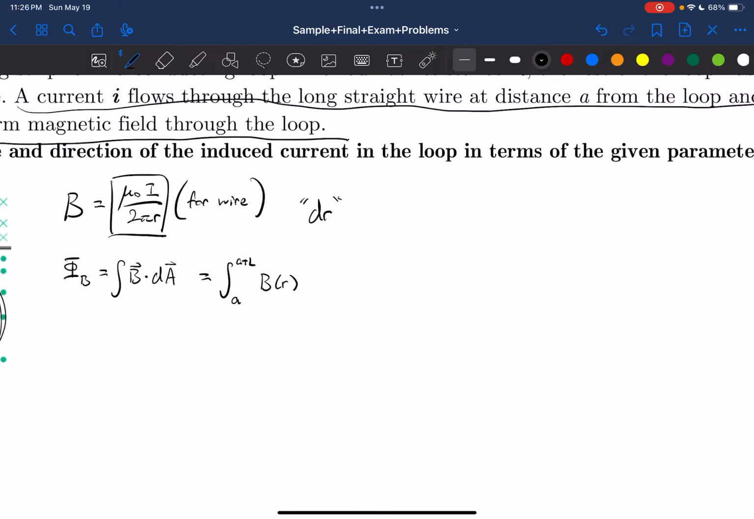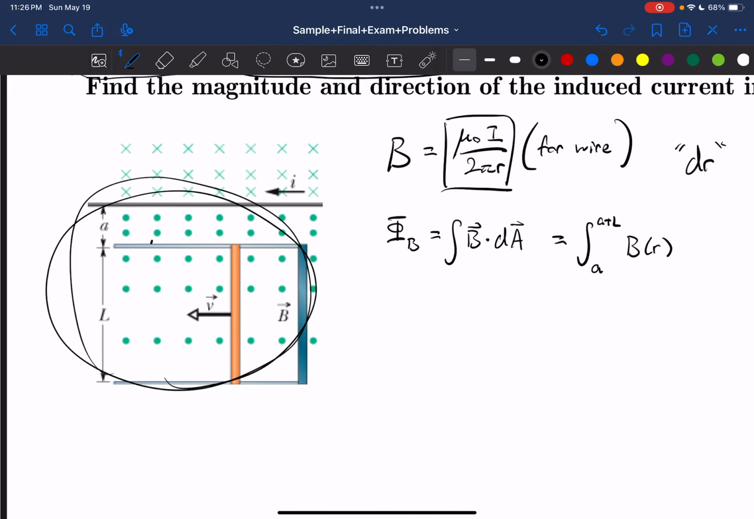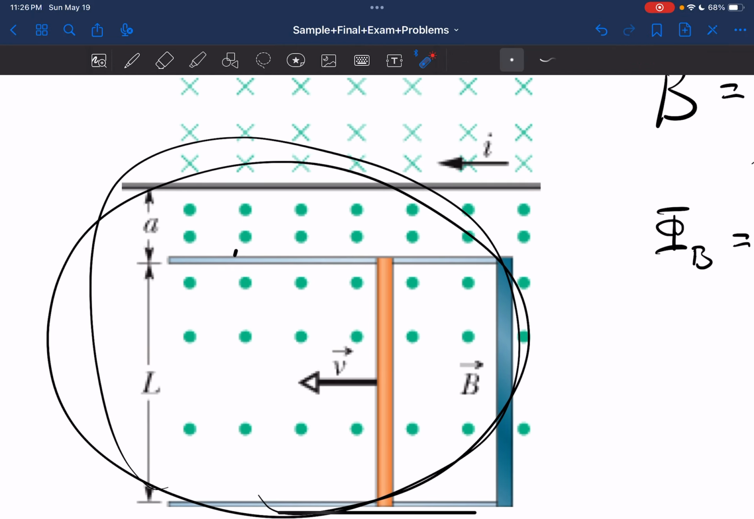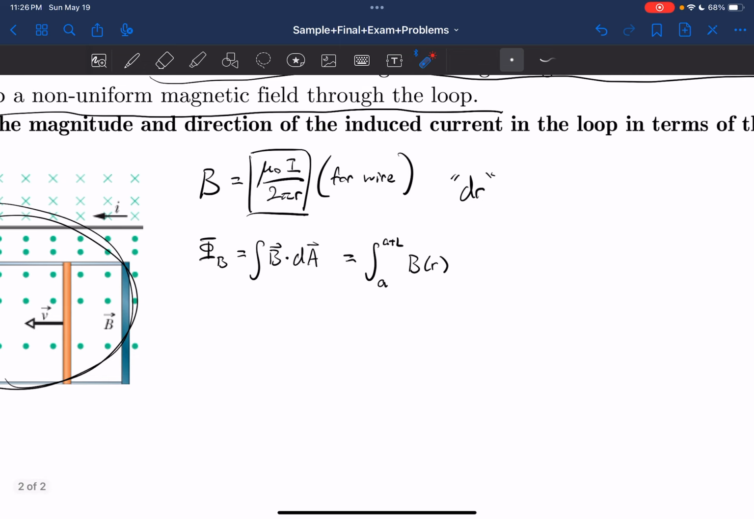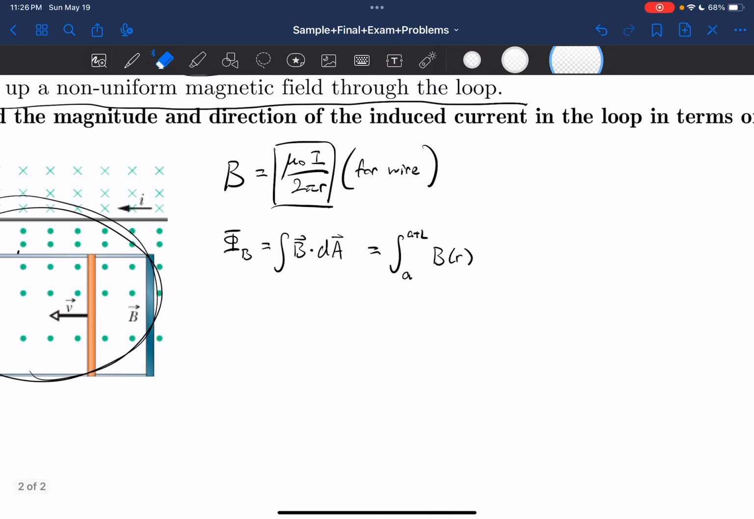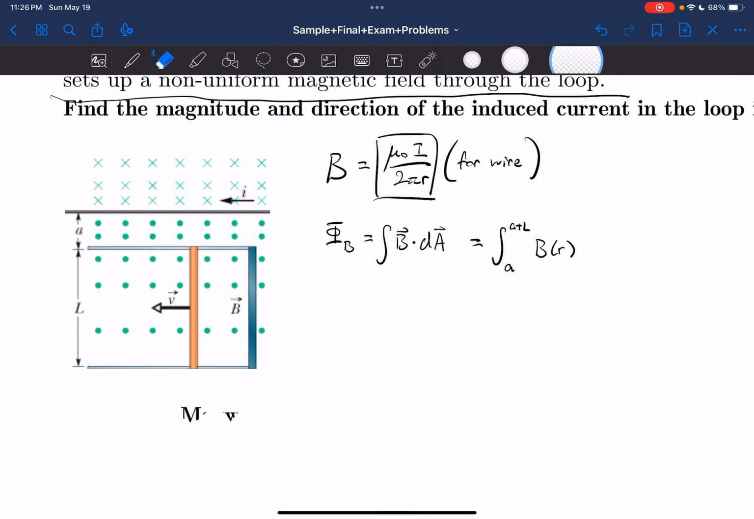Now, why we don't do a is that a is just a fixed distance. It's not an infinitesimal, it's just a. And it's a fixed distance, so it's not going to move, it's not going to change, it's fixed always. So that's why we use B dr with respect to r. Right, now we can move.